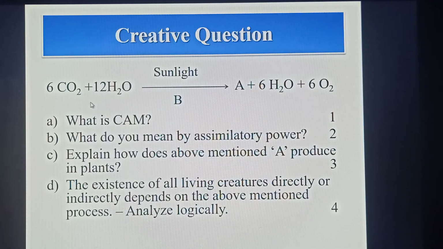The above mentioned process is the photosynthesis process. So at first you have to identify the process like this: the above mentioned process is the photosynthesis process, and the existence of all living creatures directly or indirectly depends on the above mentioned photosynthesis process. Then you have to write down the importance of photosynthesis.